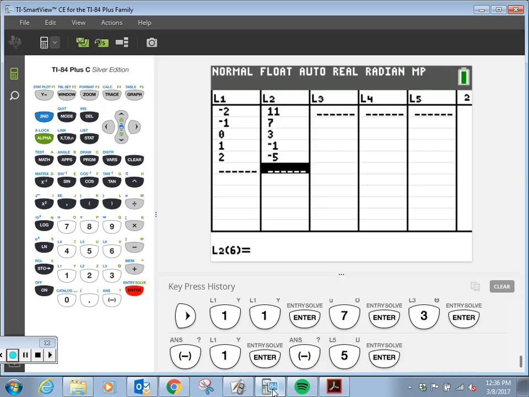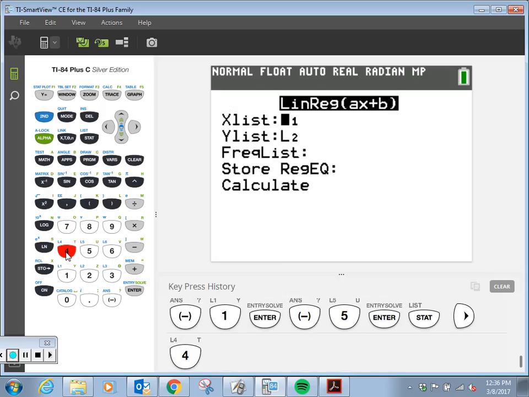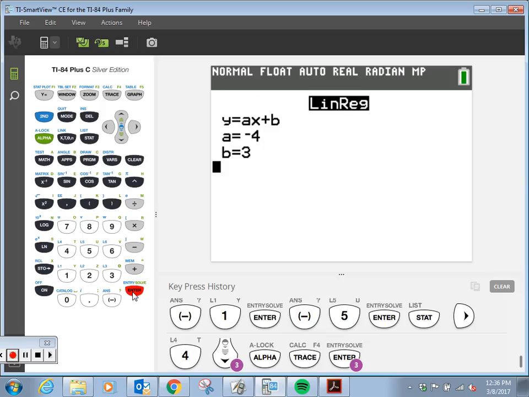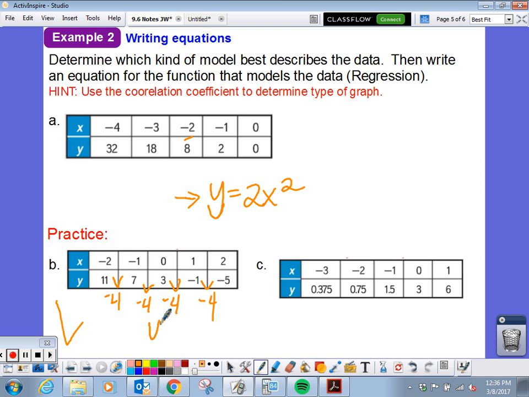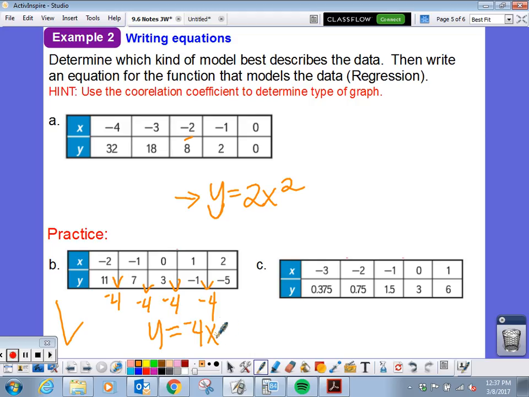Okay, so we're going to go back to stat. We're going to right click over to calc. This is now linear, which is number 4. So hit 4. You're going to go down to store. Hit alpha, trace, and then enter, enter, enter. And here's our equation. So this is now in y equals ax plus b, kind of like mx plus b. It's saying a is negative 4, b is 3. So what we have here is y equals negative 4x plus 3. And here's our equation.